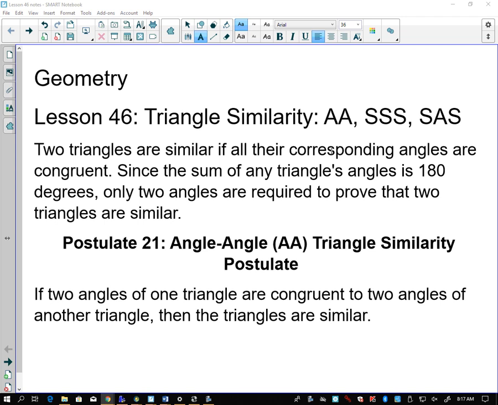Two triangles are similar if all their corresponding angles are congruent. Since the sum of any triangle's angles is 180 degrees, we only are required to have two angles be congruent to prove that the triangles are similar. I think we've talked about this, but let's reiterate: how many degrees are in a triangle?